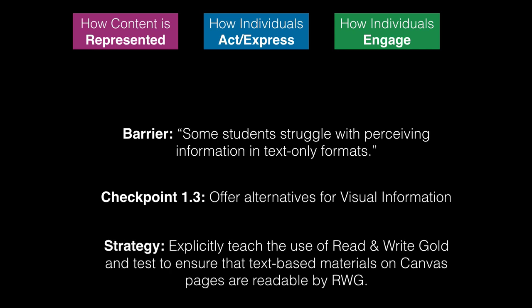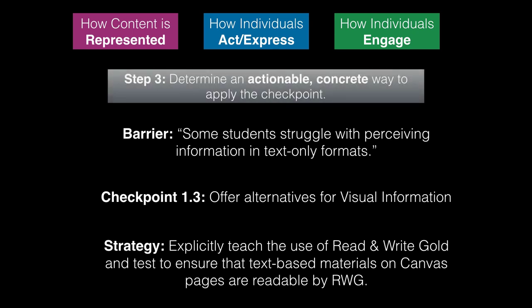the use of Read and Write Gold and test it to ensure text-based materials on Canvas pages are readable by Read and Write Gold. This gives the power to the students to use Read and Write Gold to transfer text into audio representation whenever and wherever they want to on the Canvas course and elsewhere. This represents step 3. Determine an actionable, concrete way to apply the checkpoint.